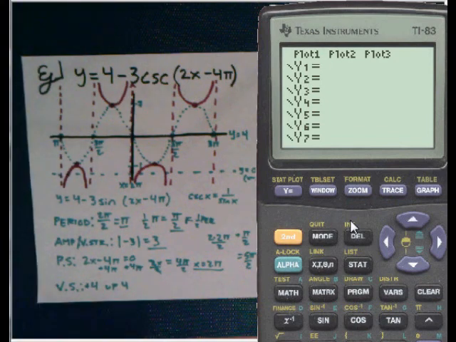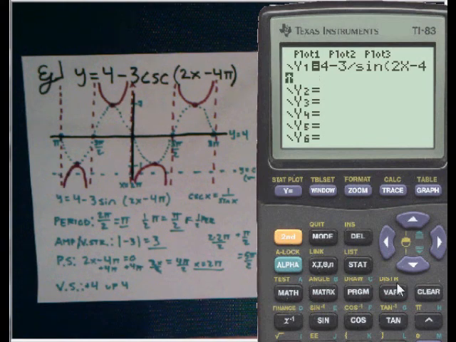So I want to punch in this function. It's not going to be easy to punch it in if we're not careful here, because there's not a cosecant button. Like, I can't just go down and go, oh, there's the cosecant button. So I need to actually type this in correctly. So 4 minus 3. Now, because it's cosecant, we're going to have to use the reciprocal fact. So it's going to be divided by the sine of 2x minus 4 pi. And so there is my function typed in correctly. So I'm using the fact that cosecant is 1 over sine.